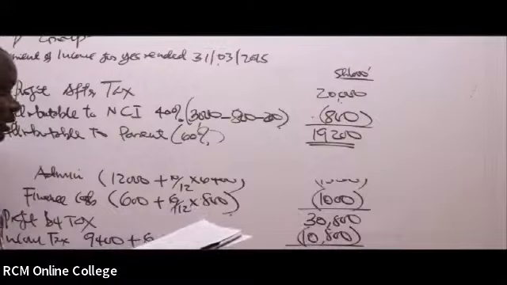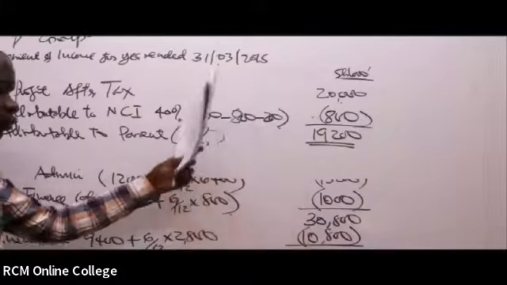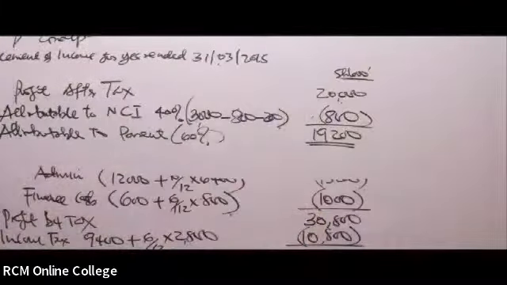So it means they'll pay dividends out of this to the holding company, or maybe dividends out of this to the minority shareholders. So that's how you come up with the income statement.